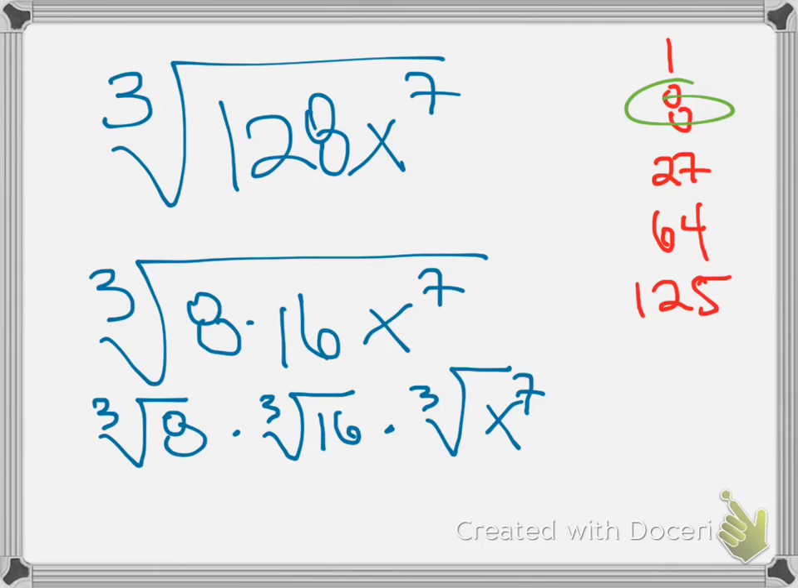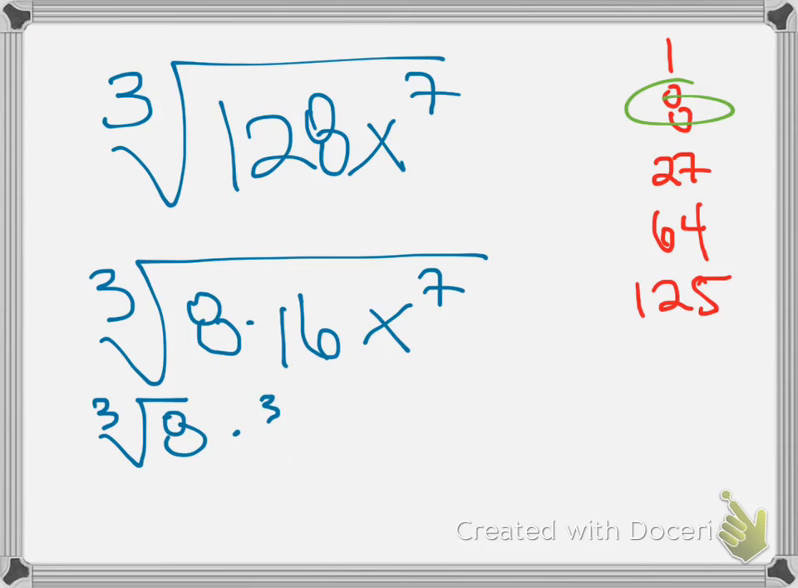So let's take a look at this piece by piece. The cube root of 8 we know to be 2, so we can simplify that piece down. 16 does not have any perfect, sorry, that's a lie. Well, I just broke my own rule. I didn't find the largest perfect cube factor. Sorry about that.